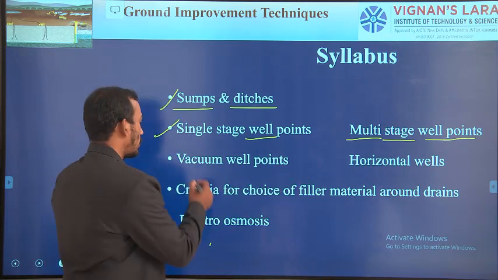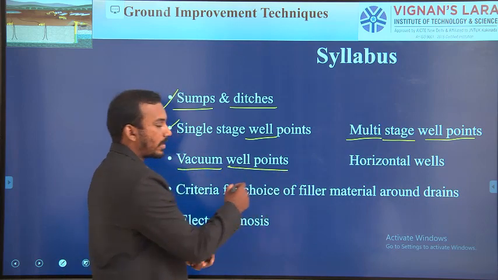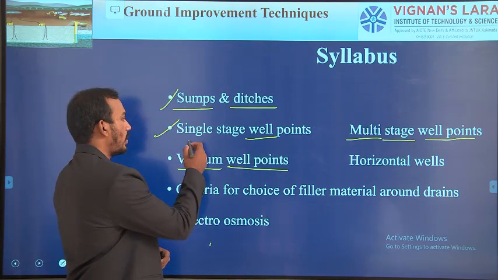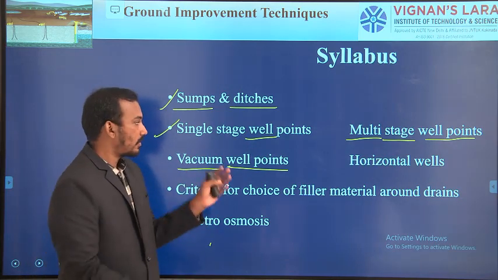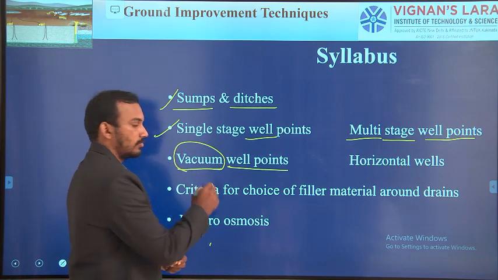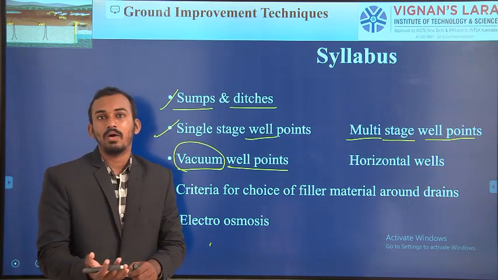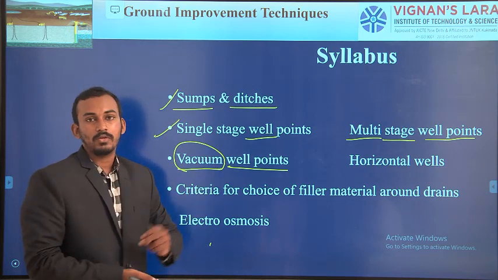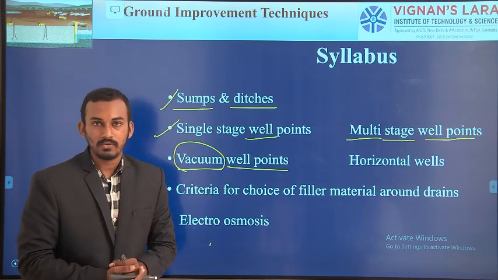And the next one is vacuum well points. Vacuum well points is similar to the single stage well point system. Here we are using some centrifugal pumps to remove the water. Here we are using vacuum. The vacuum sucks all the water into the pump. Like that, by using vacuum force we are removing all the water from our site.